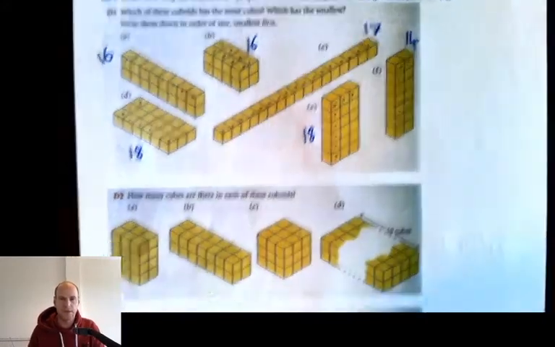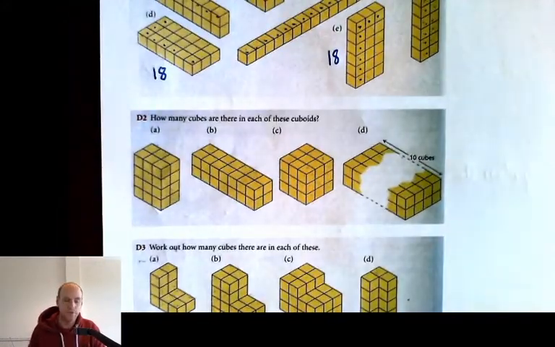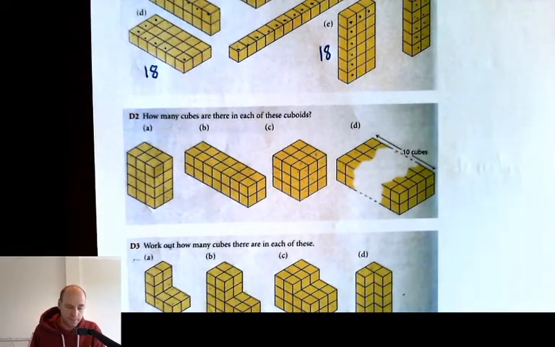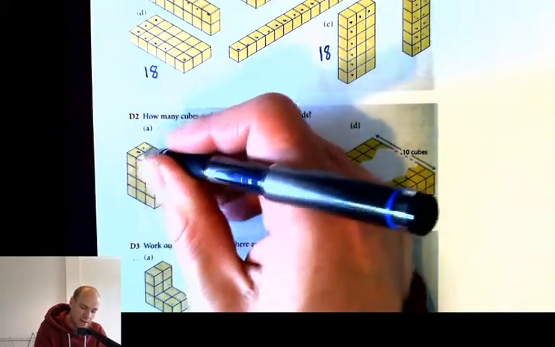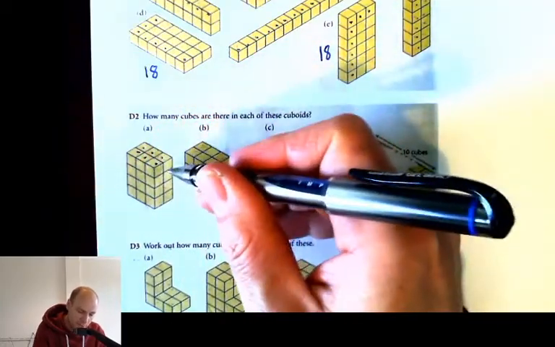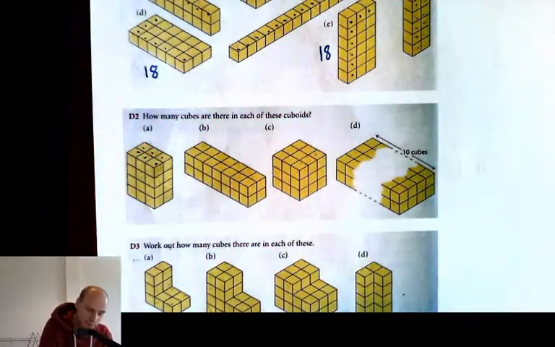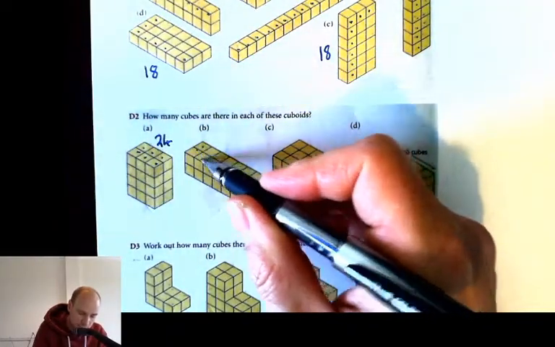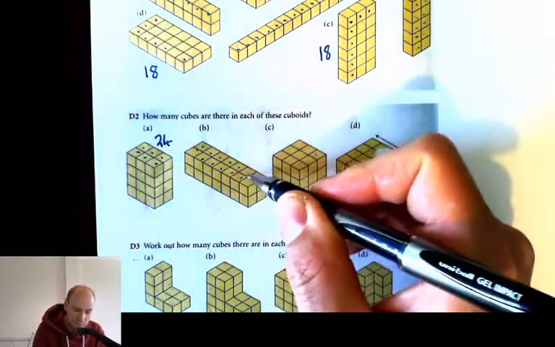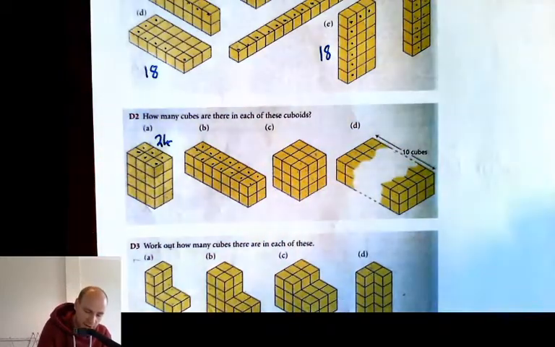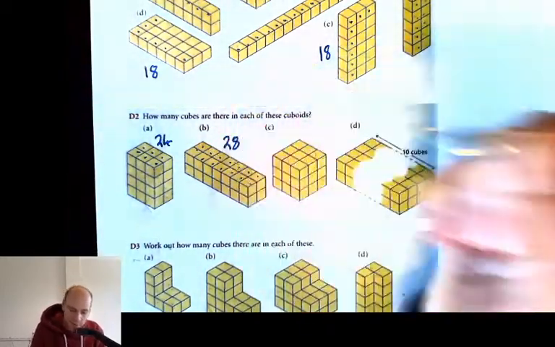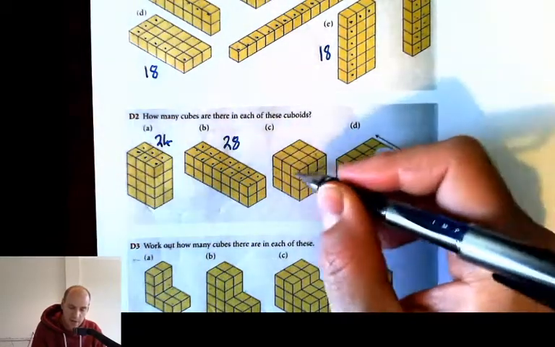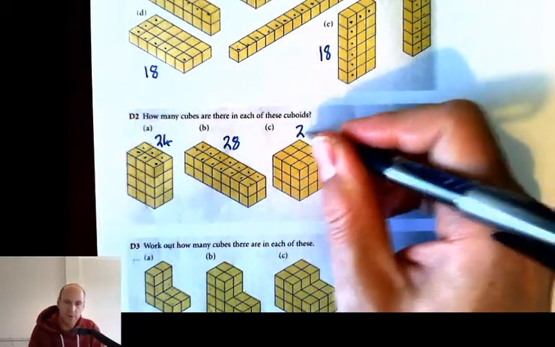Next one is more difficult because there's lots of cubes that you can't see. So again, I'm going to do it in layers. So the top layer has 6, and there are 1, 2, 3, 4 layers. So 6 times 4 is 24. And in this one, the top has 1, 2, 3, 4, 5, 6, 7, 8, 9, 10, 11, 12, 13, 14, and there are 2 layers, so that's 28. This, the top has 9, and there are 3 layers, so 9 times 3 is 27.